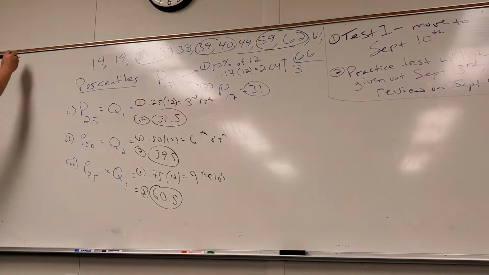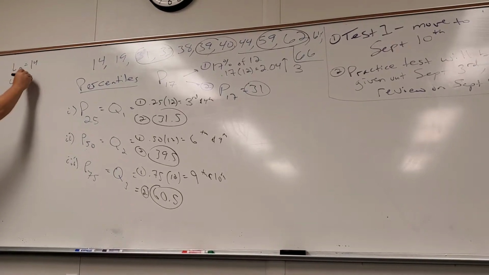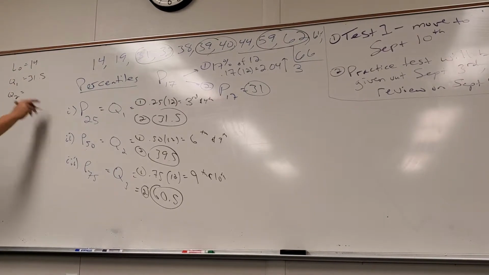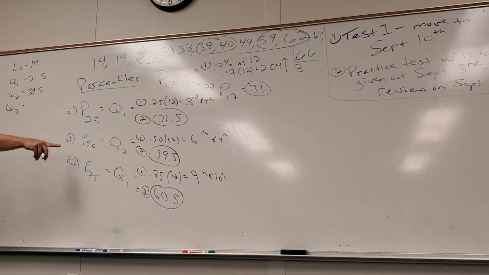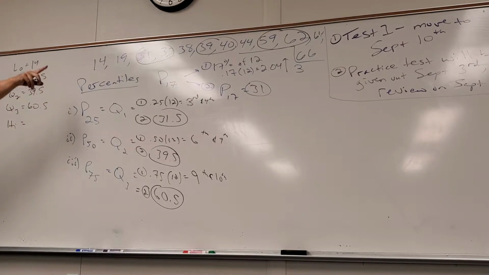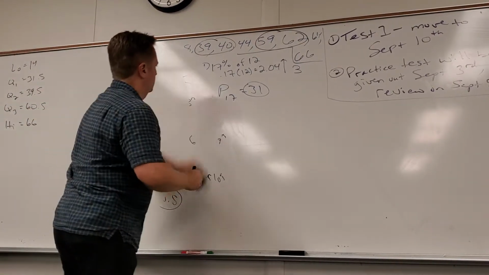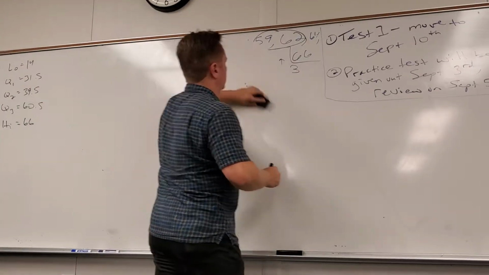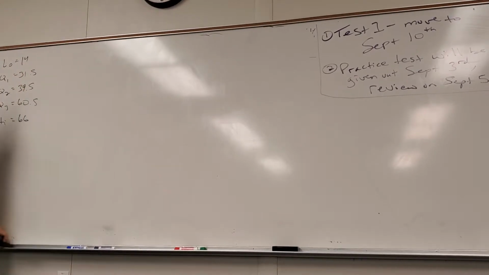Okay, so let me write this over here for myself. What was the lowest data point? 14. Q1 was 31.5. Q2 was 39.5. Q3 is 60.5. What was the highest one? 66. Let me take all this. What I just wrote over there, how many numbers are in there? 5. That's the 5-number summary.